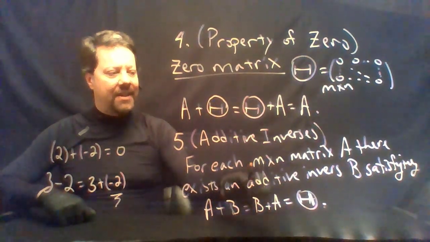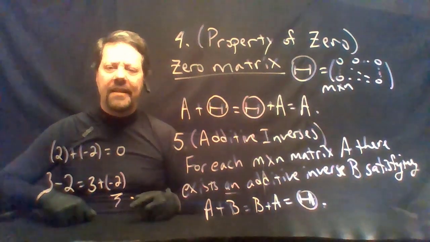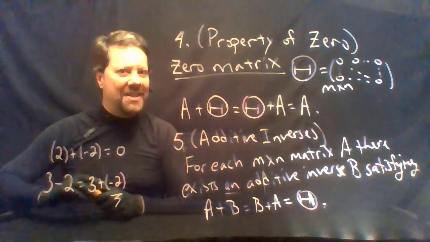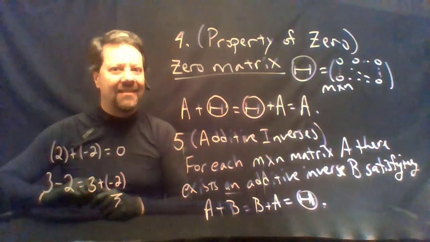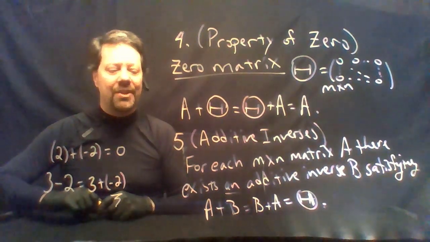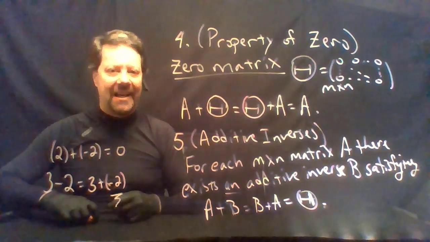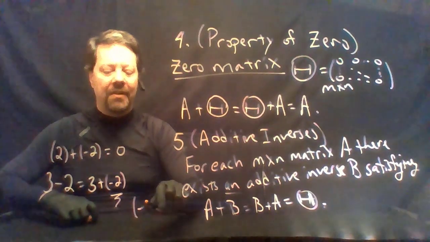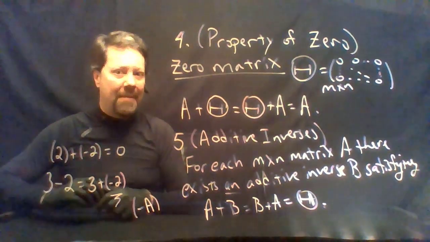Notice I've said that there does exist an additive inverse, not that there is one and only one additive inverse. We don't need to assume that. We can prove it later on from the 10 properties that we're going to list. We will be able to show that for each matrix A there is a unique additive inverse. That will be a theorem. Therefore, in the future, the additive inverse of A will be denoted by minus A.